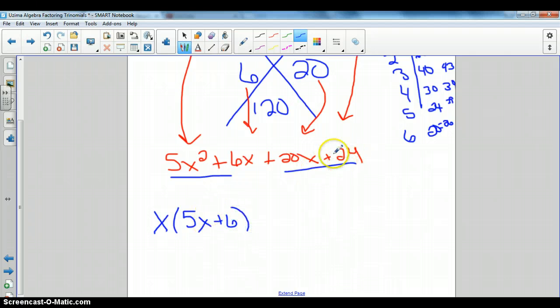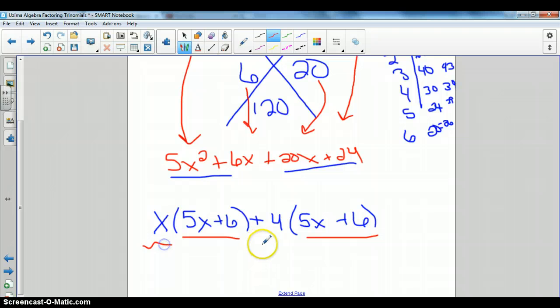Okay, so I know whatever I factor out of here has to leave me with 5x plus 6 as well. So the greatest common factor of 20 and 24 is 4. I'm going to factor out a 4. 20 divided by 4 is 5. 24 divided by 4 is 6. Okay, these match perfectly. And here's my other one. So my final answer is x plus 4 and 5x plus 6.